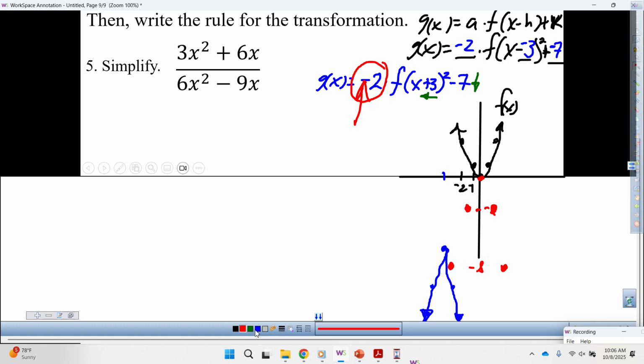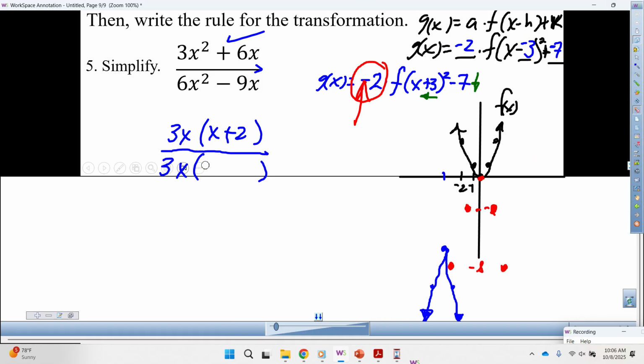Last but not least, number 5, simplify. So what is the GCF for these 2 terms on the numerator? It can be divided by 3 and 1x. Is that correct? So that would be 3x, and that leaves us with x plus 2. So that is our numerator. Let's go to the denominator. What is our GCF for the denominator, everyone? 3x as well. That is correct. So 6x squared divided by 3x is 2x, because 2 times 3 is 6. And then negative 9 divided by 3x is negative 3.